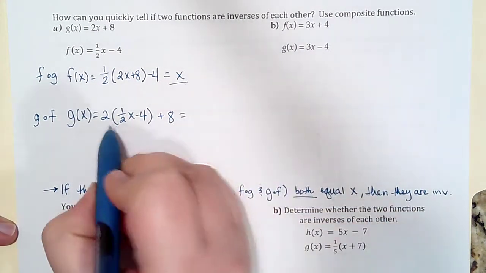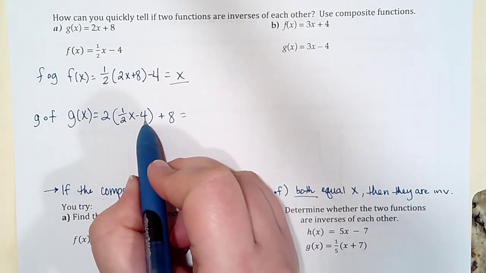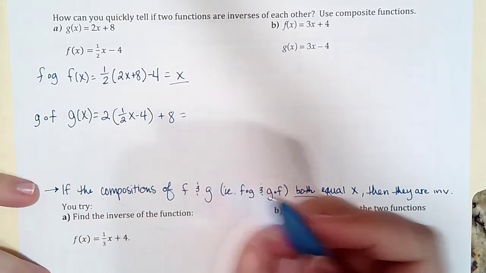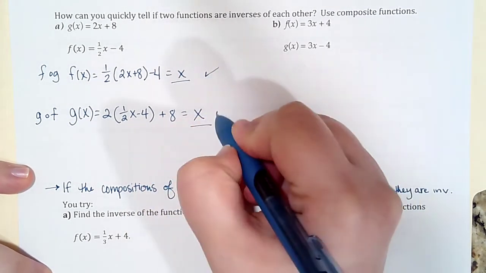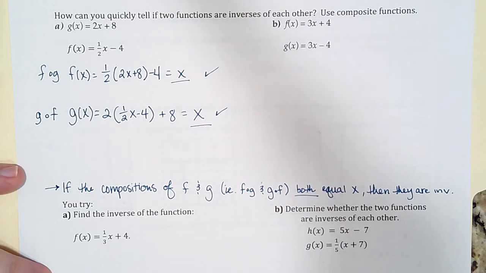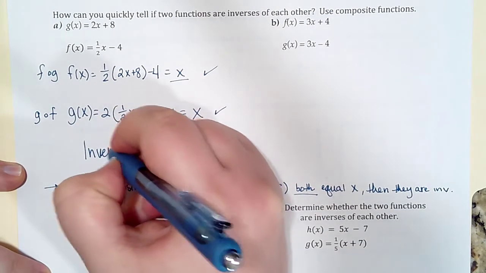And same thing. 2 times 1/2 x is x. 2 times negative 4 is negative 8. Negative 8 plus 8 is 0. And we're left with x. Notice both compositions are x. So these are inverses.